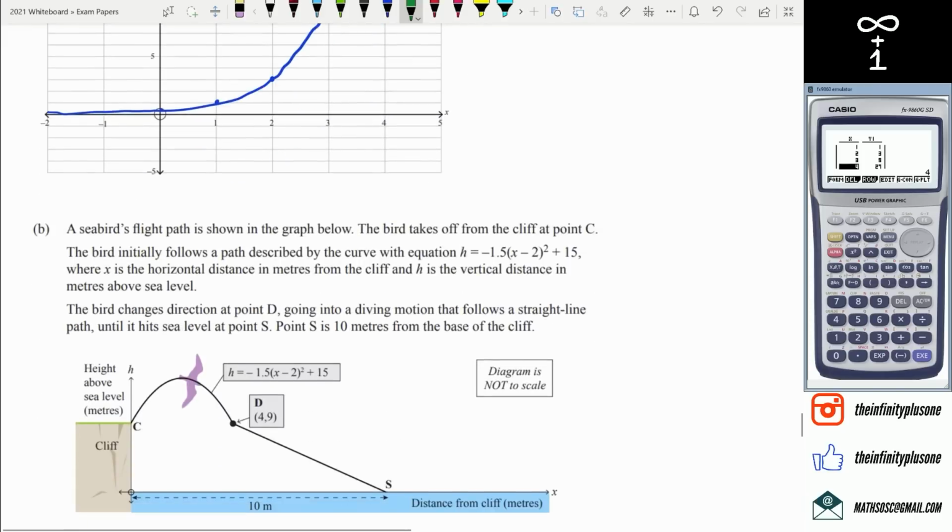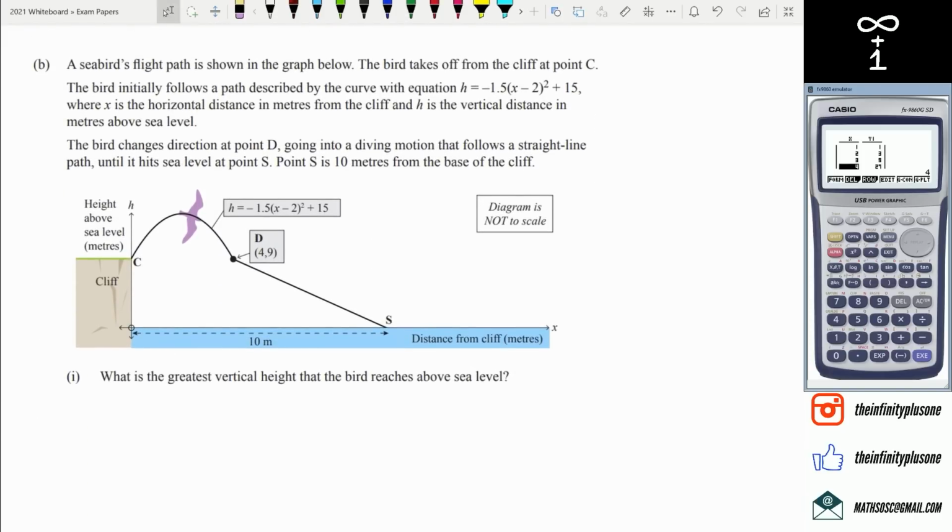Going to the next part of the second question here. Now the second part of the question, 2b. Well, what we're looking for is this point right there, because that is where the bird is at the highest point above sea level. And if you look at it, the parabola itself that we have, it kind of looks like this.